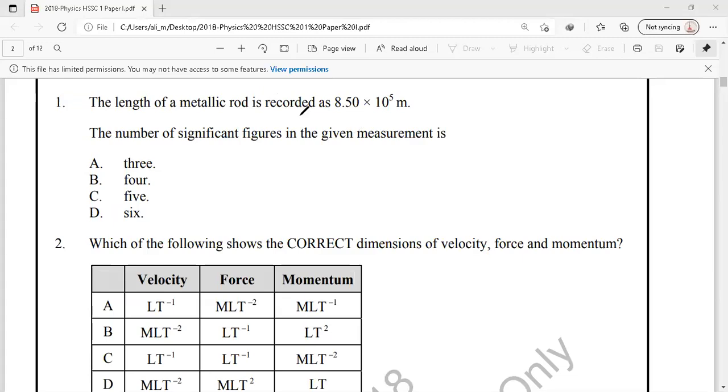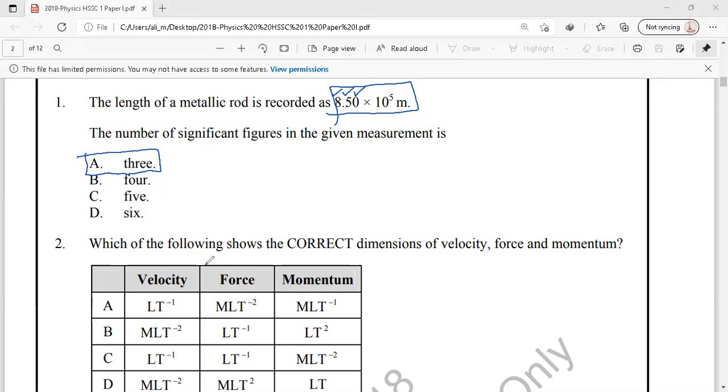The length of the metallic rod is 8.5010 raised to the power 5. हमें यहाँ पर नंबर ऑफ सिग्निफिकेंट फिगर्स बतानी है इस मेजरमेंट के अंदर. So according to the rules, this 8 and 5 are significant, while this 0 is the ending zero of a decimal number that makes this 0 a significant digit. So overall, we have three significant digits in this expression. So the correct answer for this question is option A.